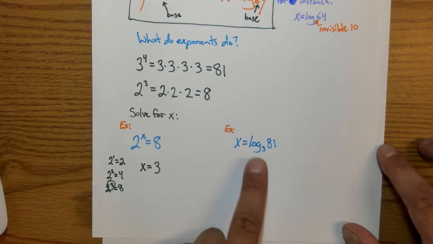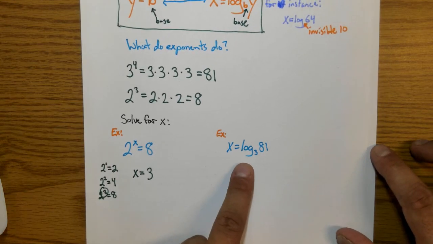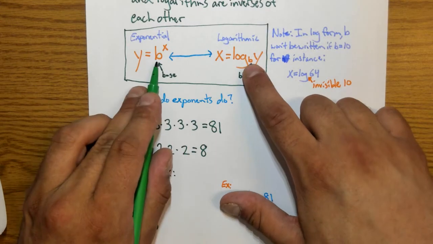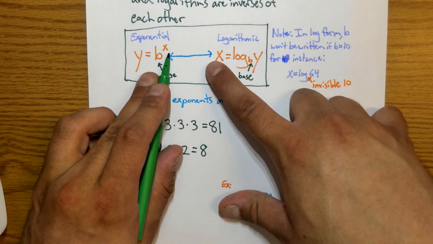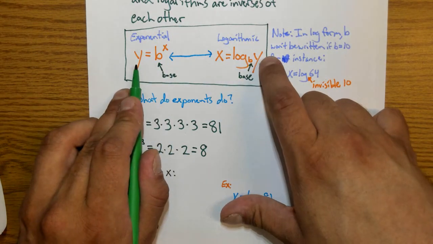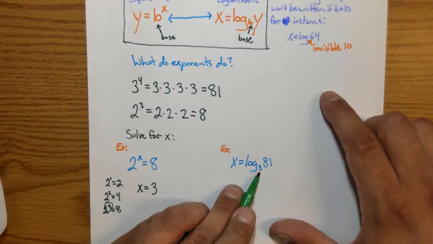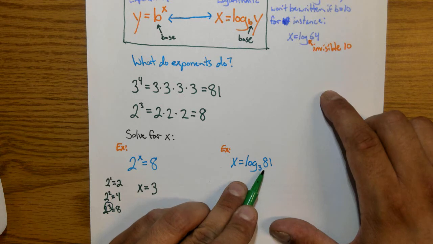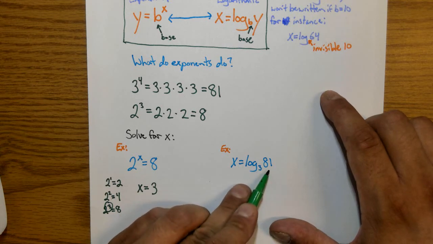Now let's look at it in log form. As I said earlier, we can think of this like this: our b to the x is equal to y. So let's think about this. 3 to the x power equals 81. So what we're really asking ourselves is 3 to what power is 81?